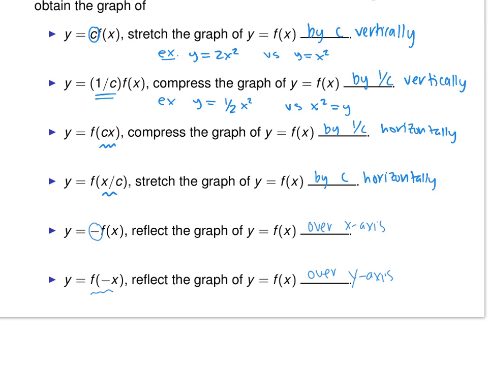And you see that one a lot less because when you first learn to do transformations, we use functions like x squared and absolute value, and reflection over the y-axis just produces the same picture. Does that make sense? So those are a bit silly.